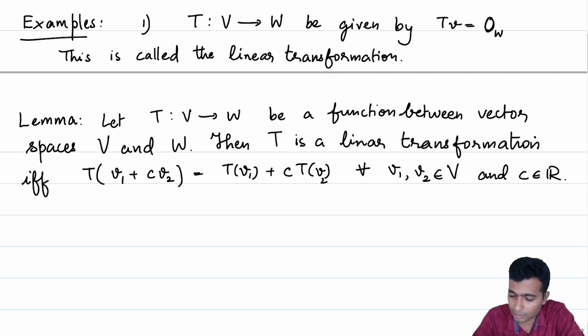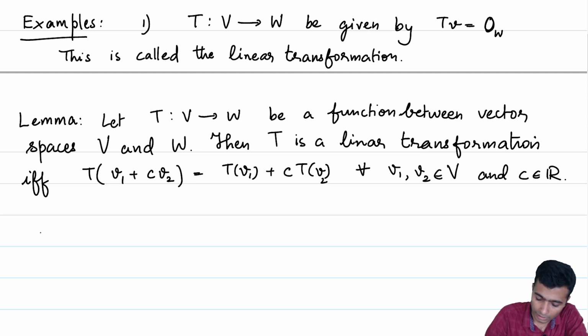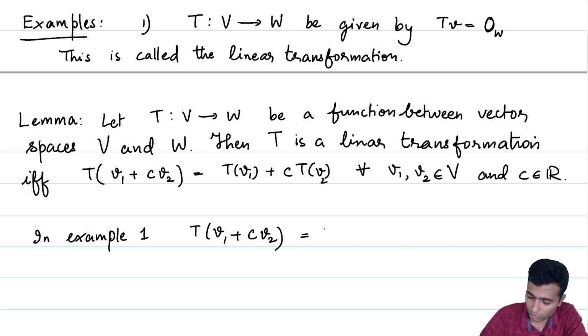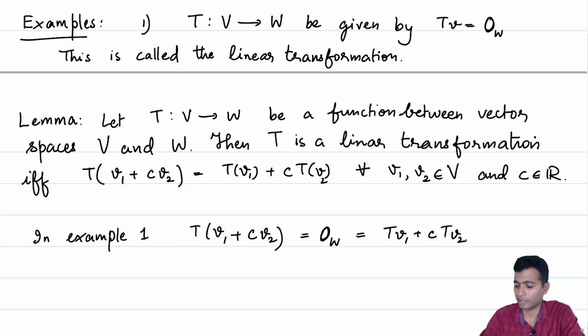Well, with this lemma, let us start looking at more examples. Before we go into a second example, observe that in example 1, T of V1 plus C times V2 is equal to the 0 vector in W, and this is just the same as T of V1 plus C times T of V2. Why is that the case? This is also the 0 vector in W, this is also the 0 vector in W. A scalar times the 0 vector is 0 and the sum of 0 vectors is again the 0 vector. So yes, this is certainly a linear transformation.